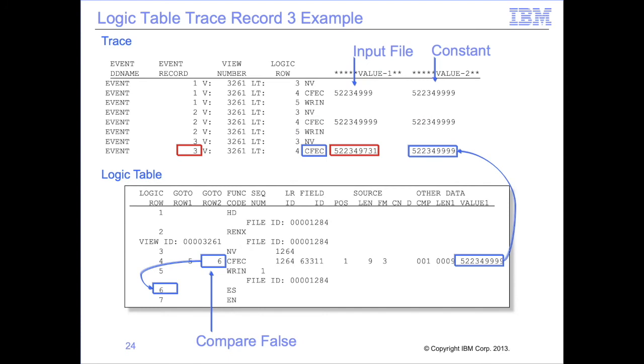On the third record, the CFEC comparison shows that the value in the event file record, ending in 731, is not equal to the constant ending in 999. Thus, the program jumps to the goto2 row, or false row, 6. Since this is the last record in the event file, the program ends at the ES row of the logic table. The record is not written to the output file.